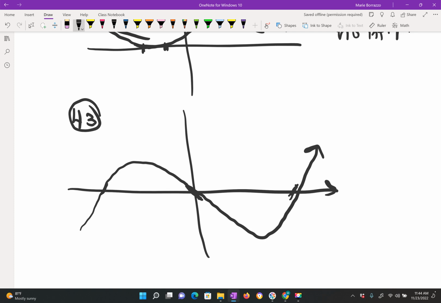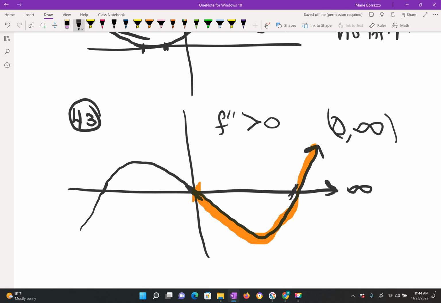The question is, they want to know where the second derivative is positive. I would argue that it's concave up from here all the way through here. And that's what they're asking. The notation they're using is, where is the second derivative greater than 0? So I would say from 0 to infinity, I would say it's concave up. Here on this side, I would argue that the second derivative is less than 0. It's concave down. So concave up, concave down. All right.